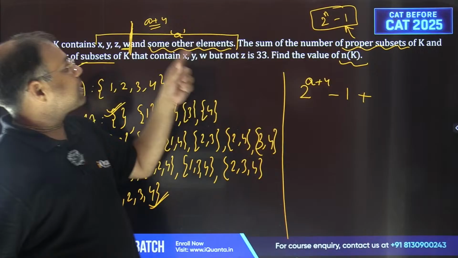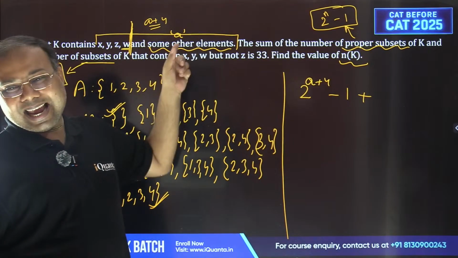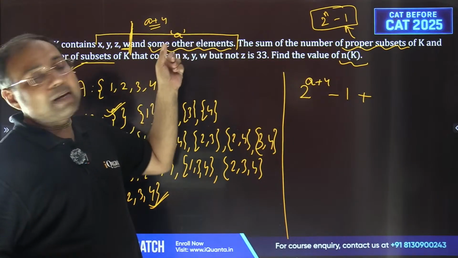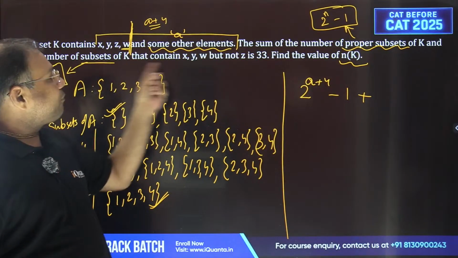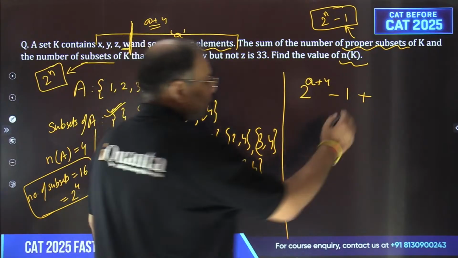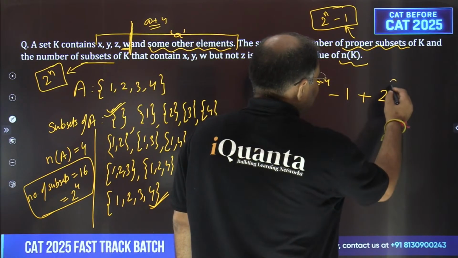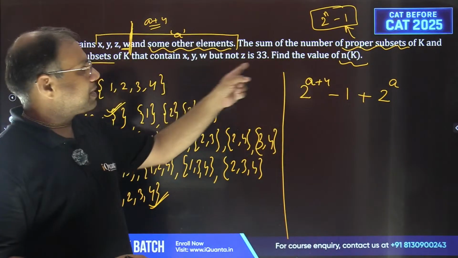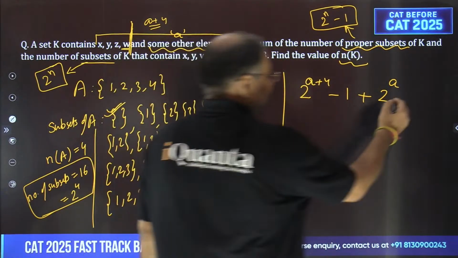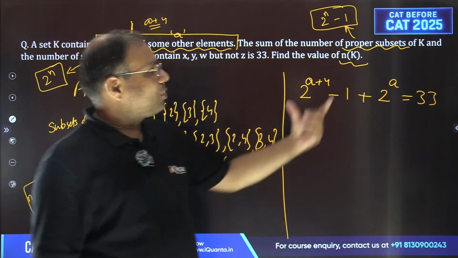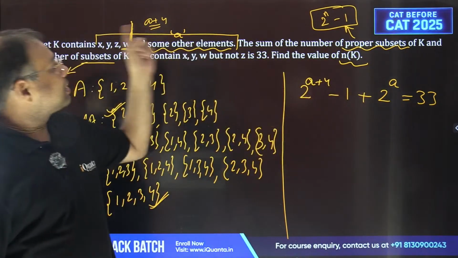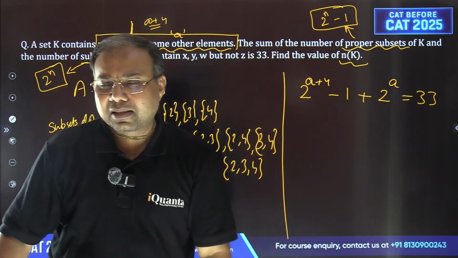So how many subsets will there be? It only depends upon the number of other elements A, right? All of these elements have exactly two options. So the number of subsets of this kind would be simply 2 power A. So I need to add this part here, and this sum is given equal to 33. That's it. So we need to simplify this to figure out the value of A, and finally our answer is simply A plus 4. Is that clear?